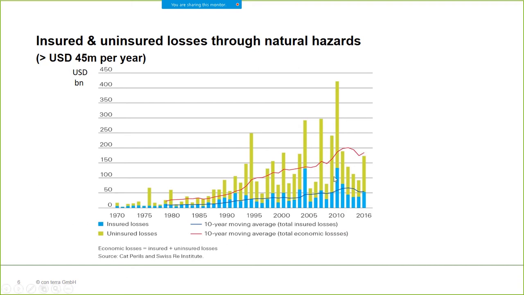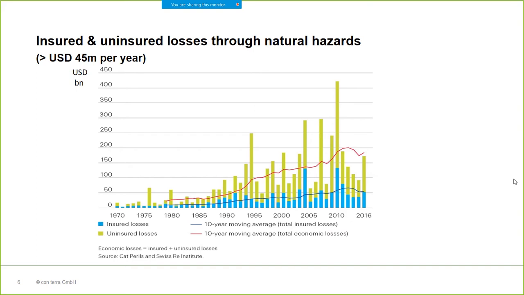The second thing is that we see that the part of the uninsured losses, the red line, is rising even more than the blue line of the insured losses. But as a conclusion of both statistics, we can see the political risks and also the natural hazards, they are rising also from a statistical point of view, not only from our emotional point of view.